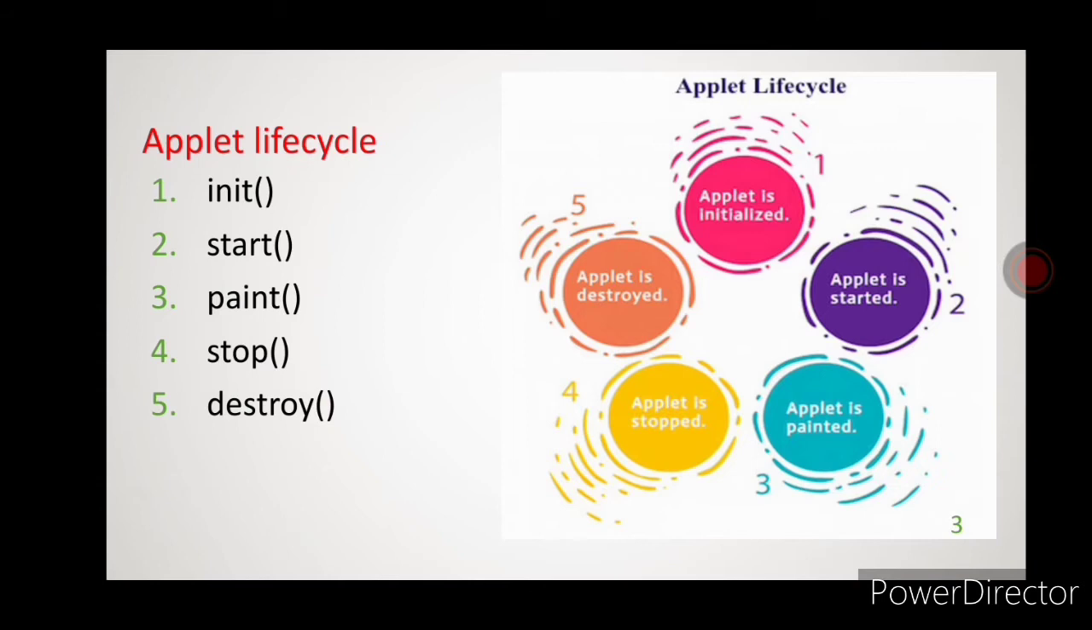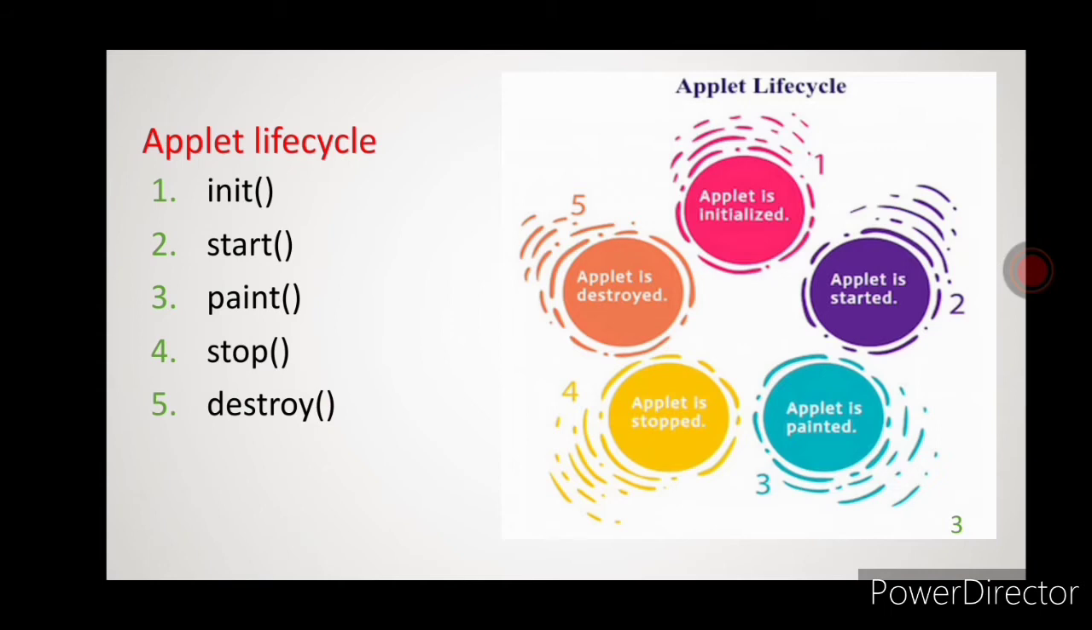In the applet life cycle, there are totally 5 steps or 5 stages we can call. In the first step, the applet is initialized, the applet is started, next the applet is painted, the applet is stopped, and the applet is destroyed. In the first step, applet initialization, the init method is called, and by using this method, necessary variables will be declared, and this method is called only once during the applet life cycle.